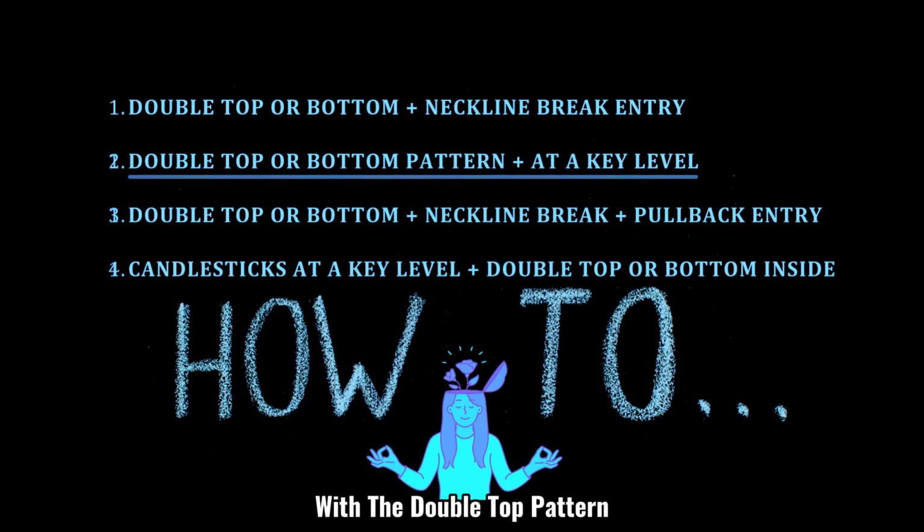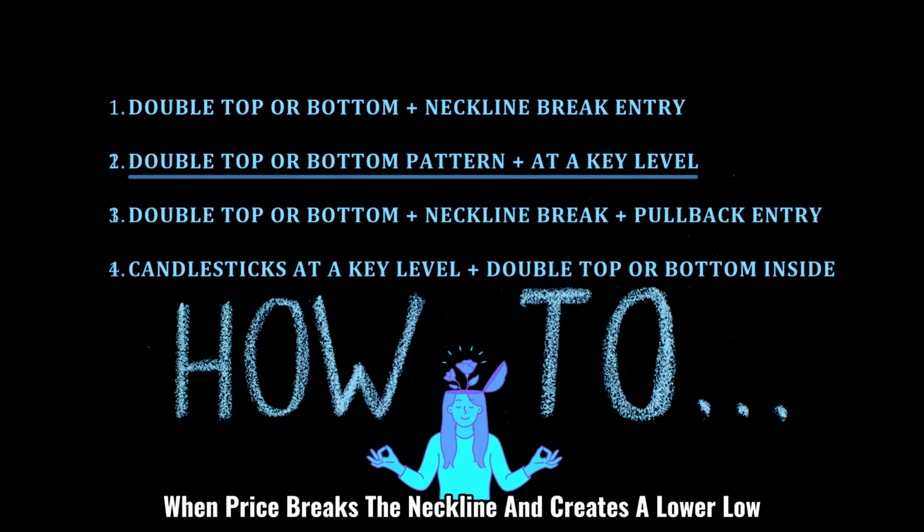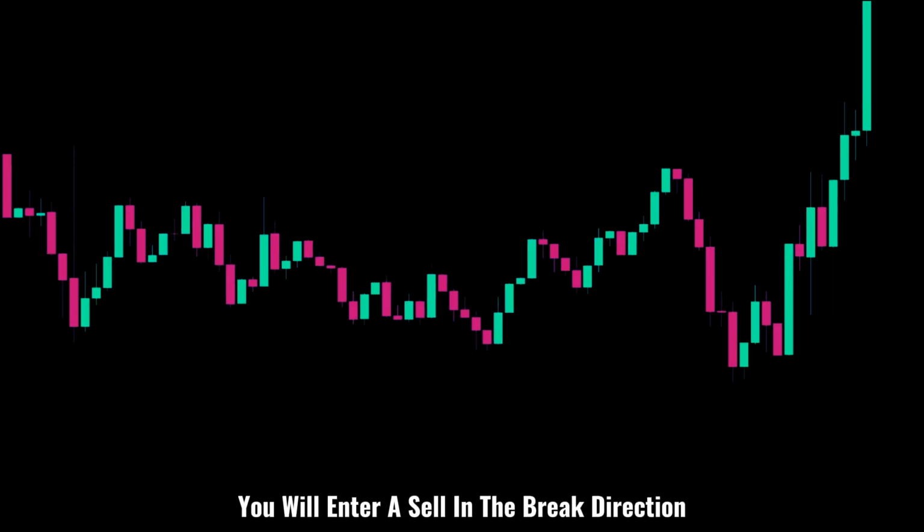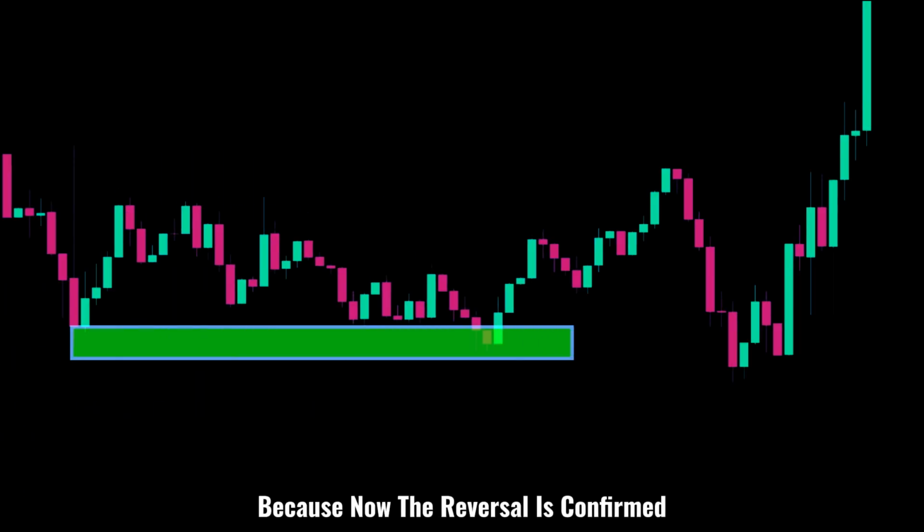With the double top pattern, the neckline forms at the nearest bottom. When price breaks the neckline and creates a lower low, you will enter a sell in the break direction, because now the reversal is confirmed.